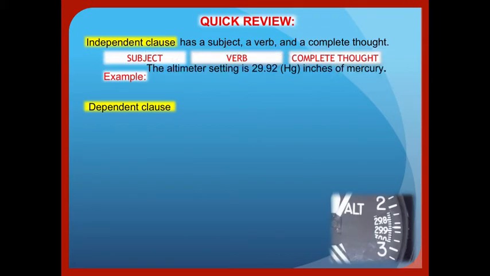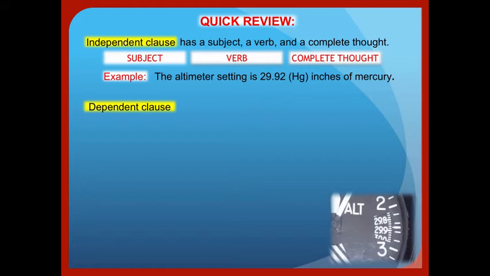For example, the altimeter setting is 29.92 inches of mercury. The dominant sequence of elements is S, V, O. The subject, S, is the word setting. The verb, V, is the word is. And the object, O, is 29.92 inches of mercury, which completes the sentence, S plus V plus O. The sentence has a complete thought.